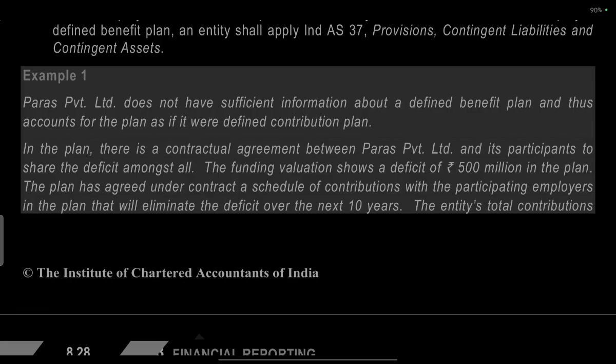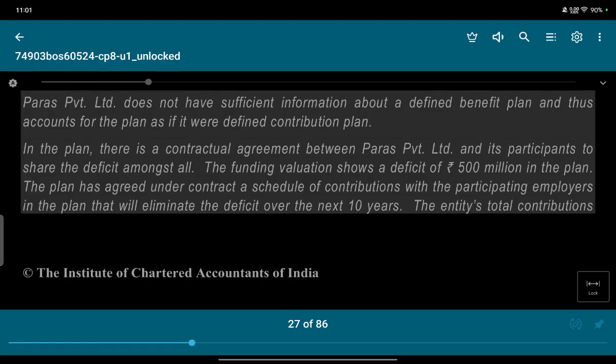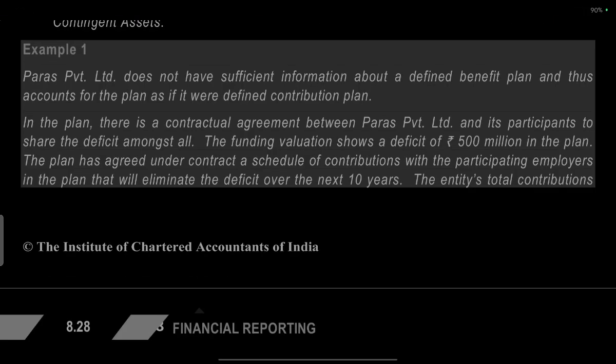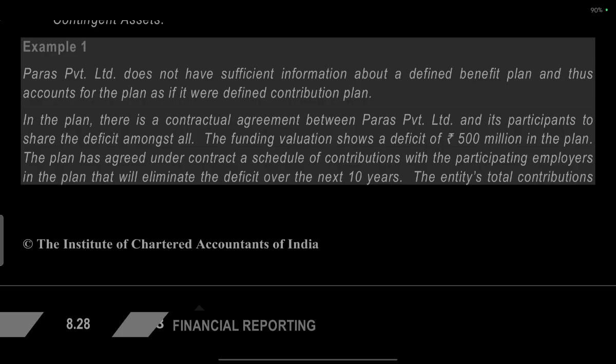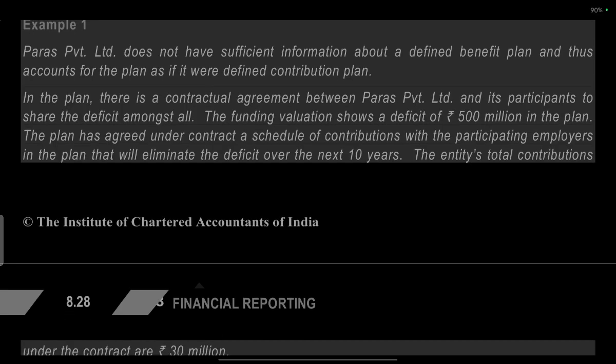Consider an example. The entity does not have sufficient information about the defined benefit plan, and thus accounts for the plan as if it were a defined contribution plan. There was a contractual agreement between the entity and the participants to share the deficit amount. The fund valuation shows a deficit of 500 million in the plan.